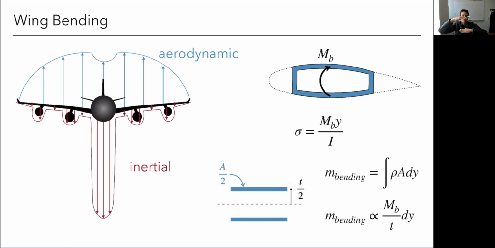So by having thicker airfoils, I can put material further away from that neutral axis, and I don't need as much material there to carry a given level of stress. So I can actually reduce my weight. And this is maybe one of the fundamental tensions between aerodynamics and structures.